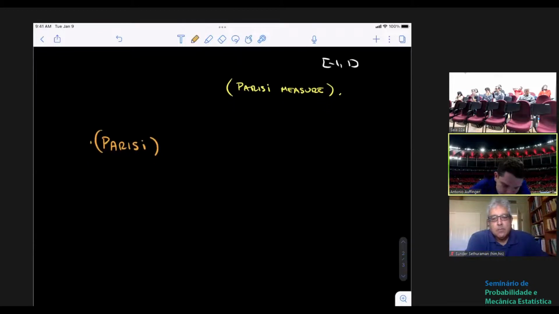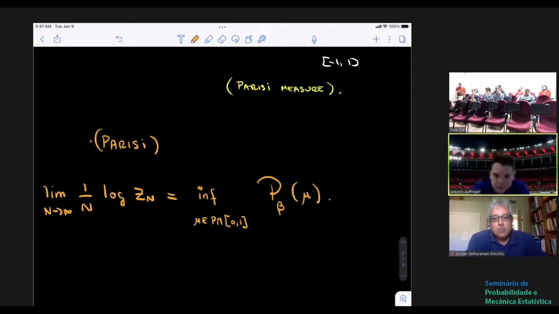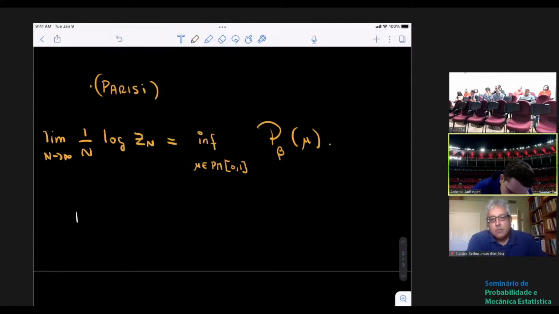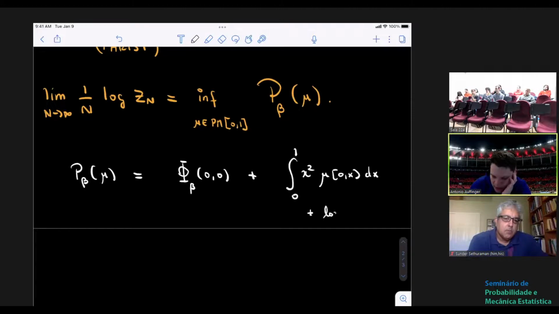Parisi wrote the following: if you look at the partition function, then the limit of the free energy, as n goes to infinity, is given by a variational problem on the space of probability measures. So it's the infimum over mu, a probability measure on 0, 1, of a certain functional that depends on beta of mu. This P beta of mu has a non-linear term, plus I'll integrate x squared mu of 0 x dx, and a second term which is linear in mu and easy to explain.